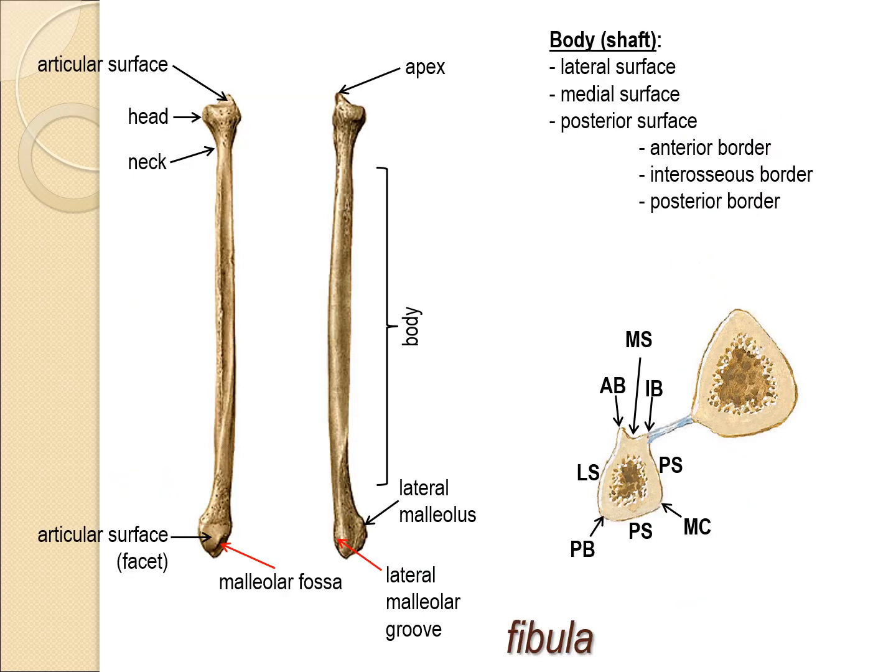The upper end of fibula presents head and neck. At the head, we can see articular surface and apex of head of fibula. Articular surface of head of fibula articulates with similar articular surface located at the lateral surface of upper end of tibia.